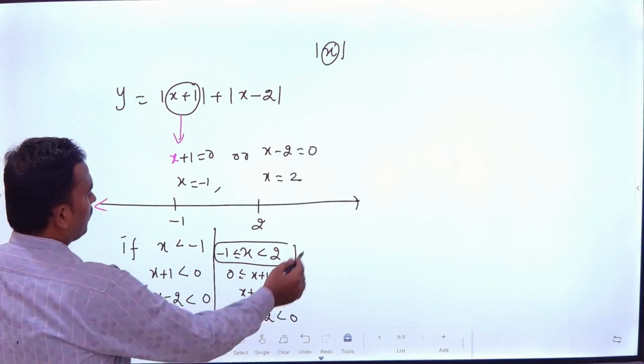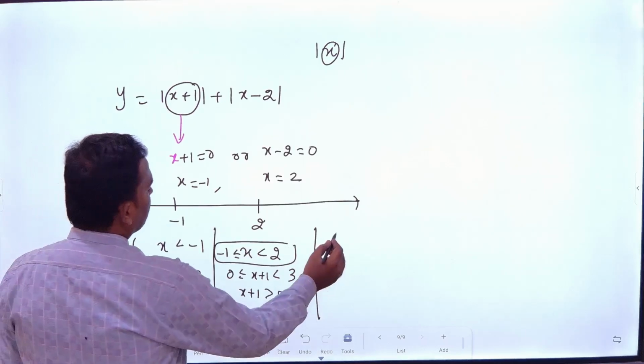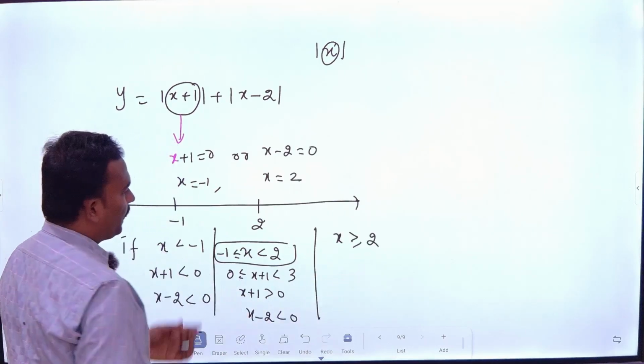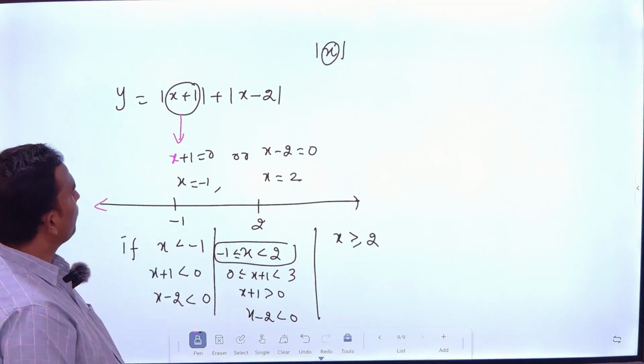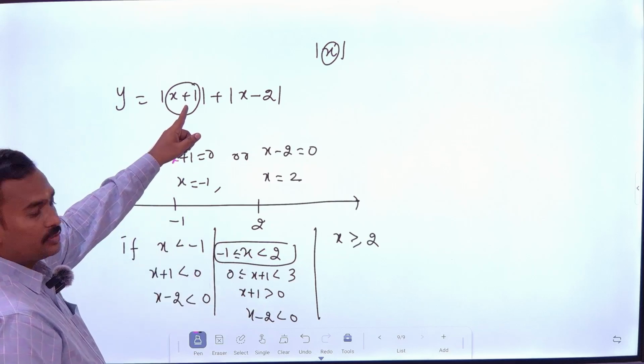The same idea applies for x greater than 2. X greater than 2 means what? We need x plus 1, you have to check, right?